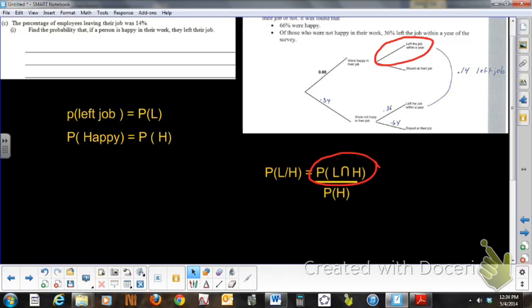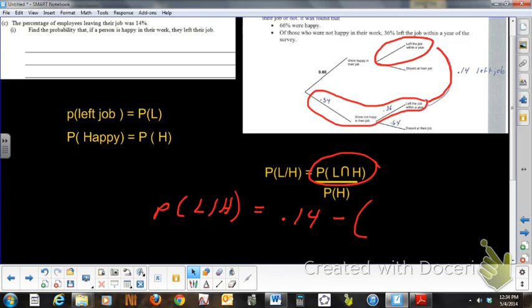And in order to do that, basically we know that these two branches collectively give you 0.14. So to find the probability of L given H, basically what you want to do is take the 0.14 and subtract from that this branch here, which is the not happy people that left their job. Because if you subtract that from the 0.14, what you're left with is this whole branch here. And that will enable us to fill in the value for this.